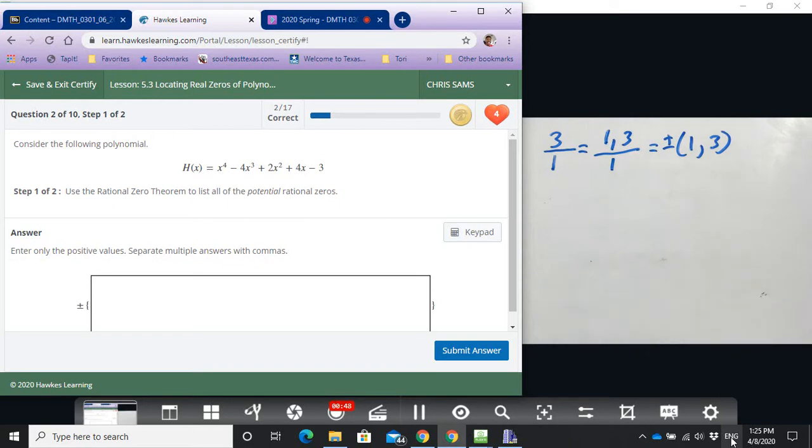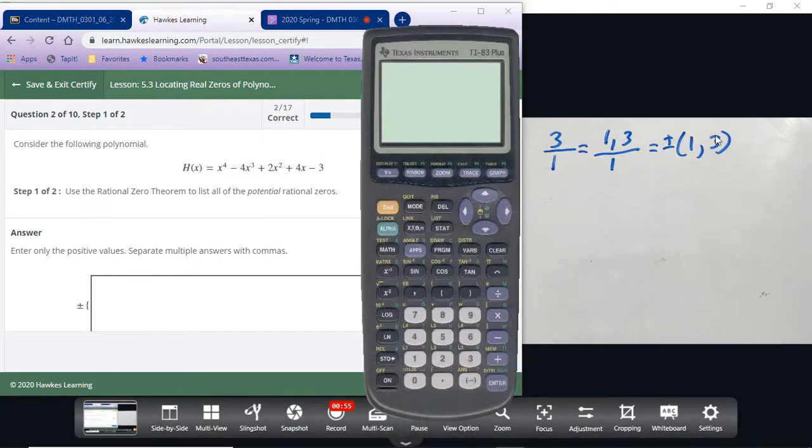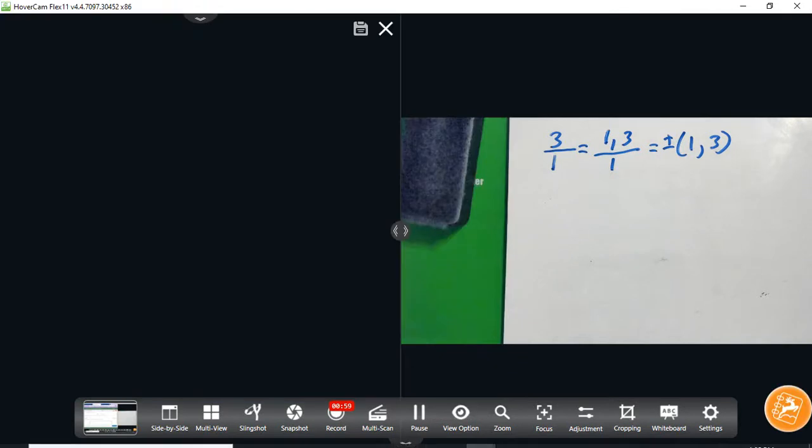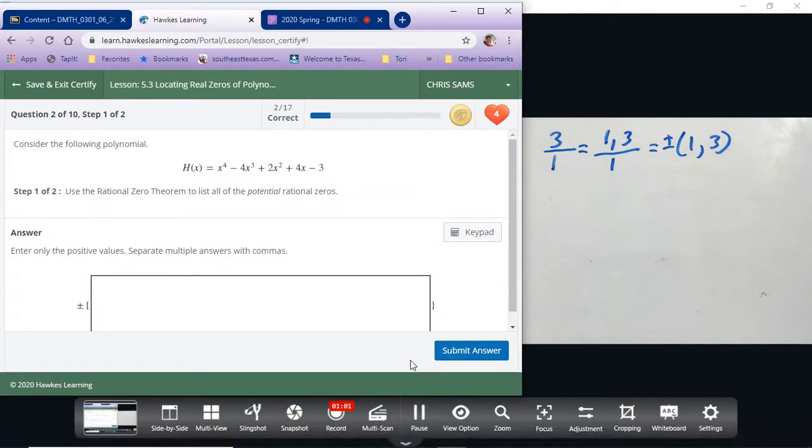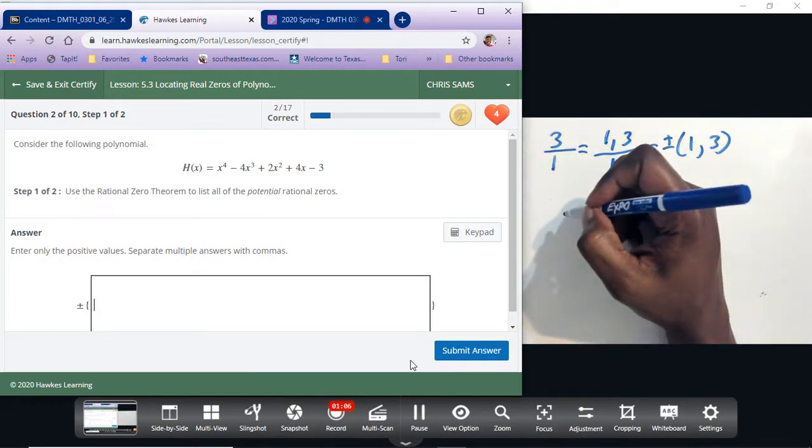Okay, so now we want to actually list all those zeros. As I was mentioning, this is a small list, so we could probably check those and get there pretty quick. So I'll go ahead and do that. However, if we get a big list, I will use a calculator.